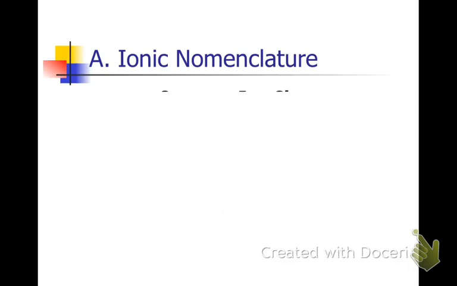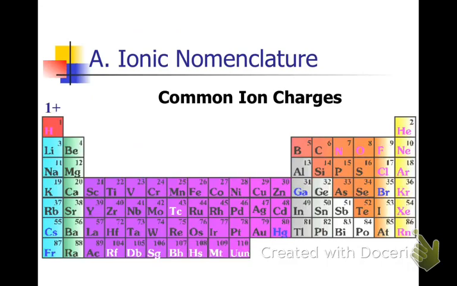Common ion charges, we've looked at this before. Group 1 has a 1+. You can look at your monatomic ions and see that. Group 2 a 2+, Group 13 3+, Group 15 3-, then 2-, then 1-, and then your noble gases don't have a charge. Y'all already knew this though, correct? Okay, so you've got your monatomic ions and polyatomic ions in front of you.